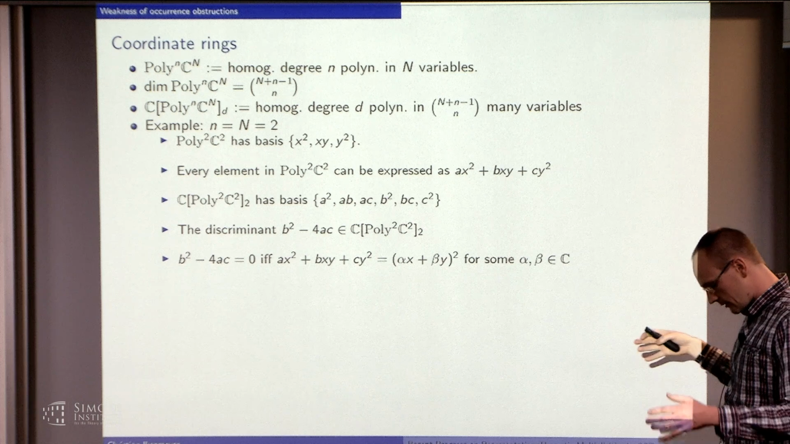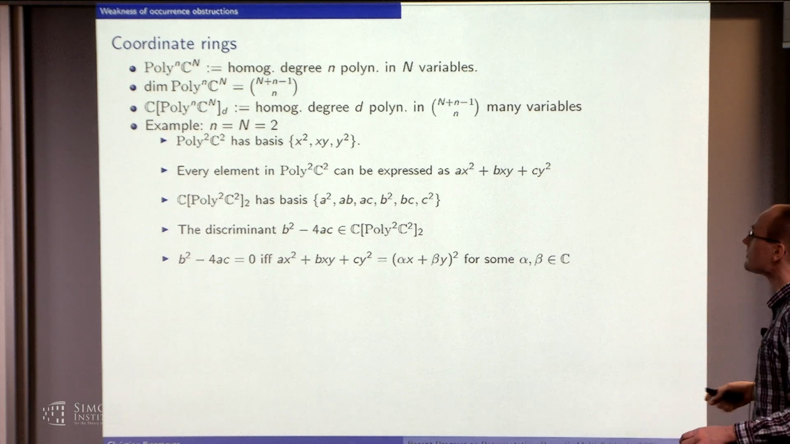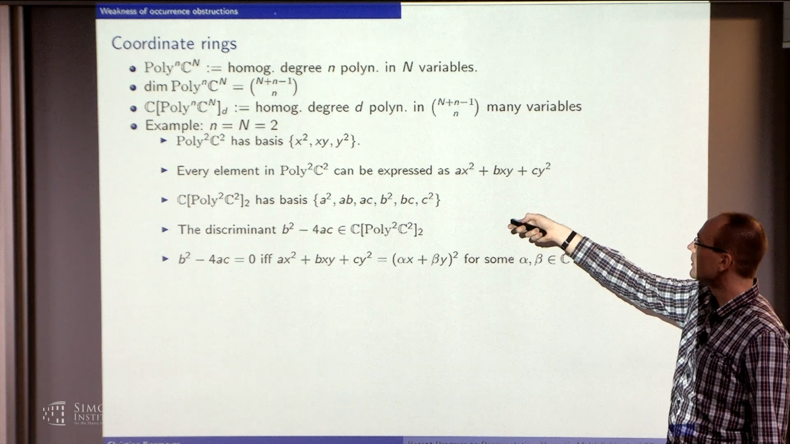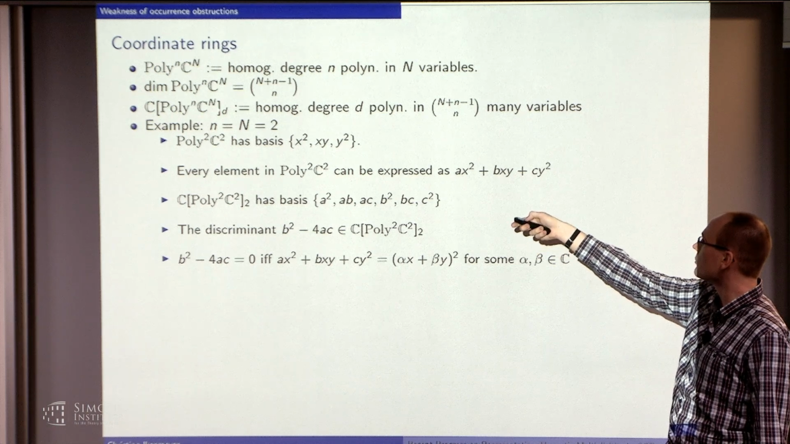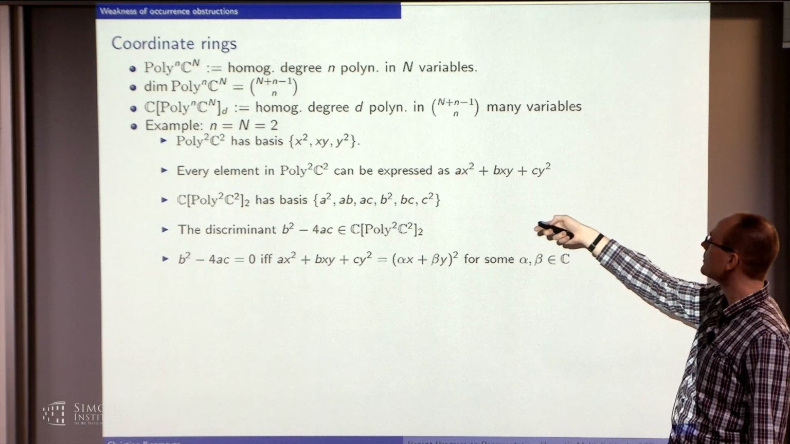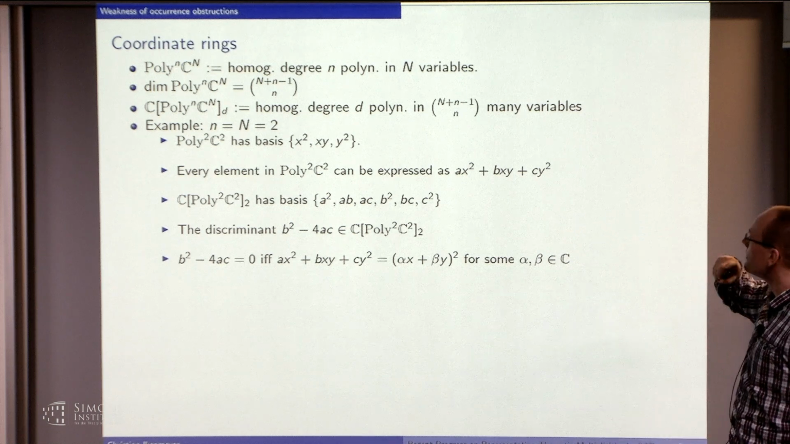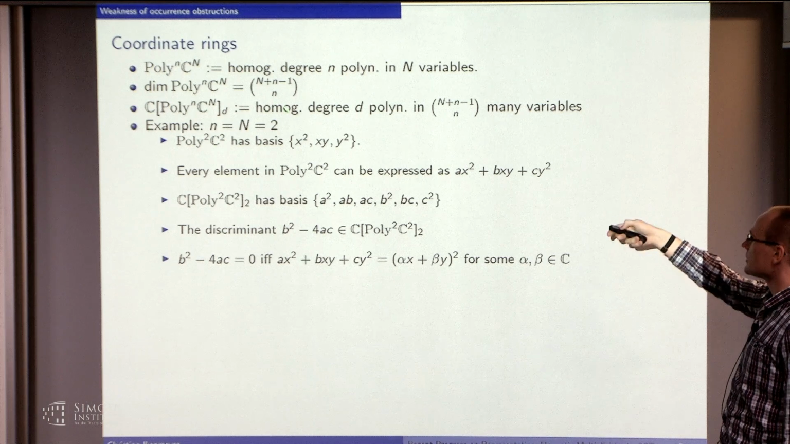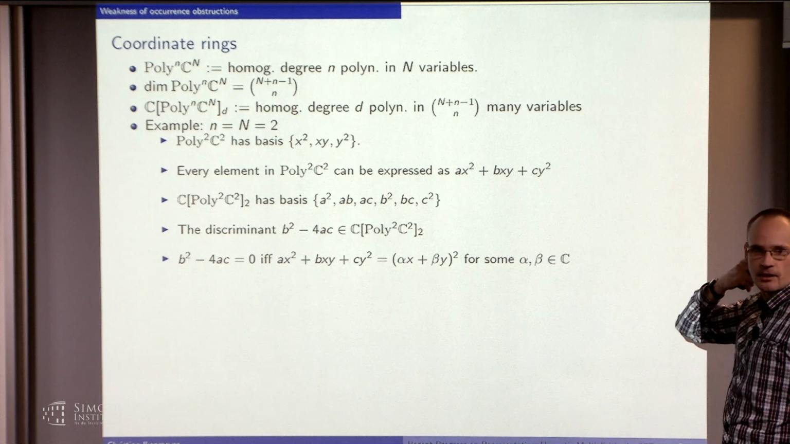And now we want to look at polynomials on this space, and we denote it by this one. This is a polynomial ring. Its homogeneous degree D component will be homogeneous degree D polynomials in this many variables here. And this is the canonical classical example that you usually use.